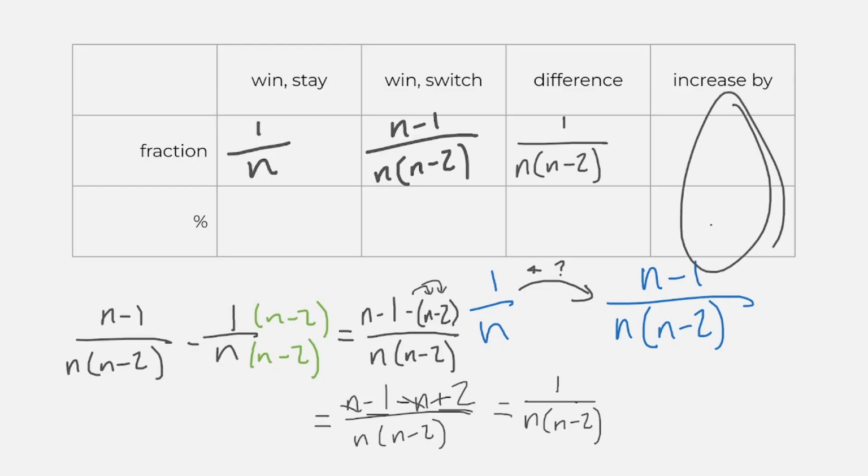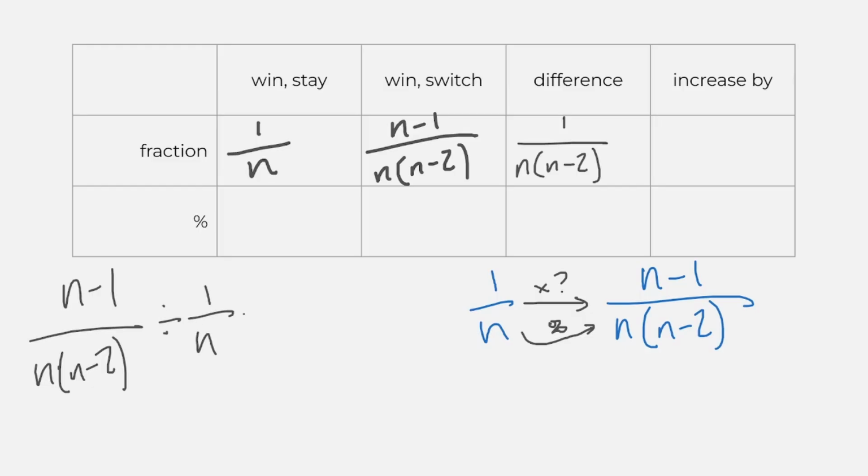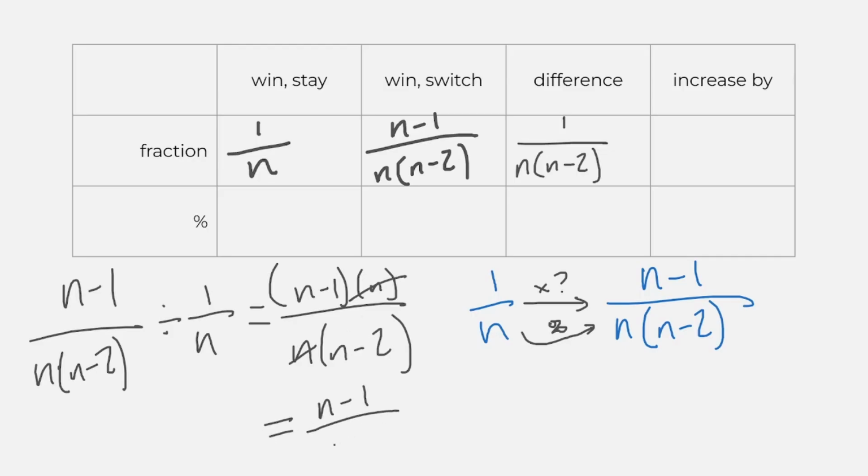Okay, let's remember how we did the increase by. So first we found what we need to multiply by to get here, and then we subtracted 1 from that to find our percent increase. So how do we find this multiplier? Well, we divide this by that. So that looks like n minus 1 over n times n minus 2 divided by 1 over n. That's the same as flip and multiply. So this flipped over is just n, so we'll just multiply by n. That's n minus 1 times n over n times n minus 2. So this n cancels with that n, and we just get n minus 1 over n minus 2. So this is our multiplier.